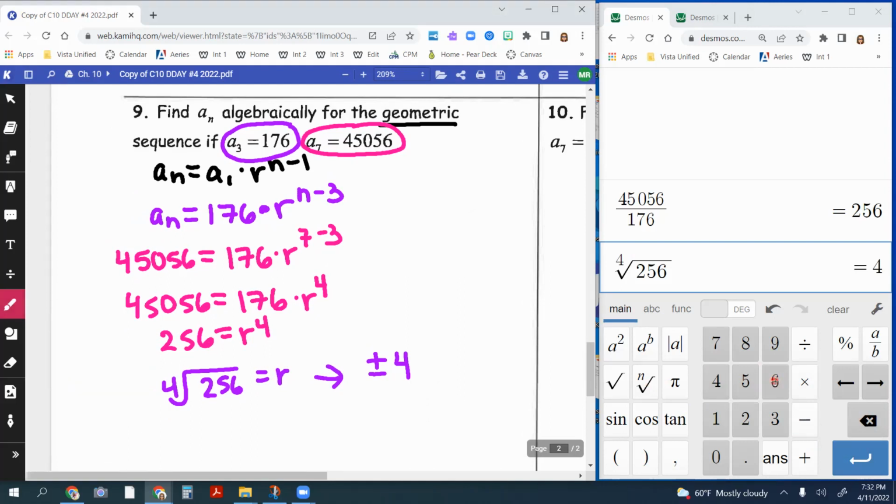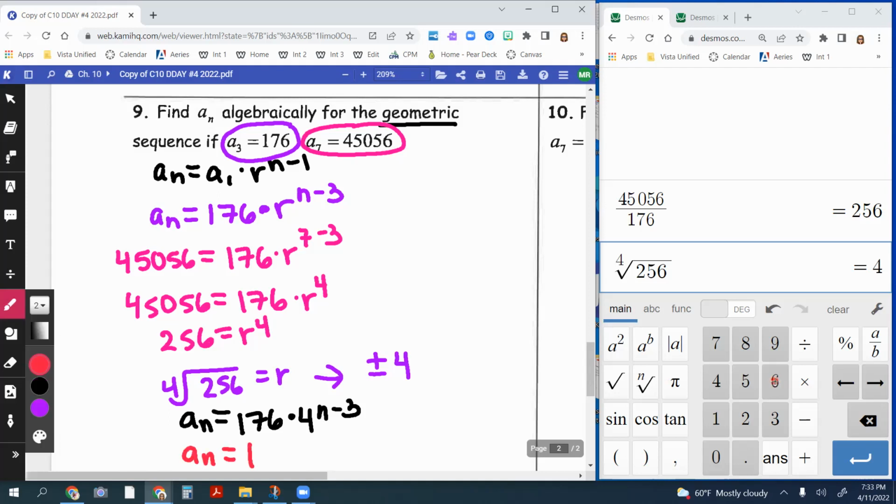So one a sub n is going to be 176, sorry, not plus, we are multiplying, times 4 to the n minus 3. Another one is going to be a sub n is equal to 176 times negative 4 to the n minus 3. Both of these are equations.